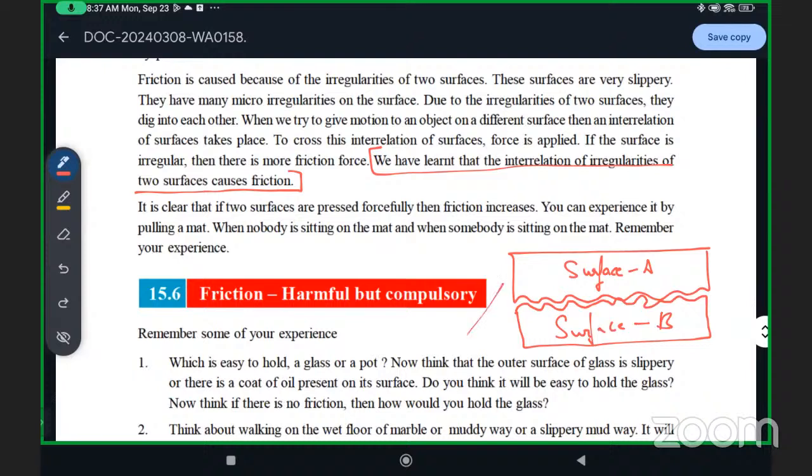Can you see both of them are irregular? Yes. So both of them are irregular surfaces. So the friction force in this case will be high. The friction force will be high where two irregular surfaces are there in comparison to where two smooth surfaces are there.